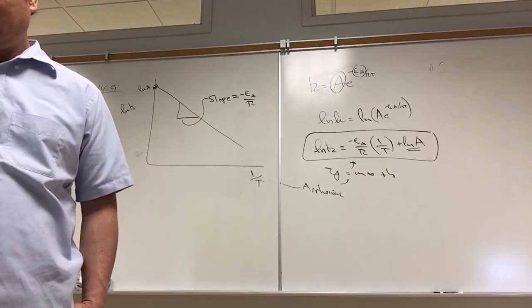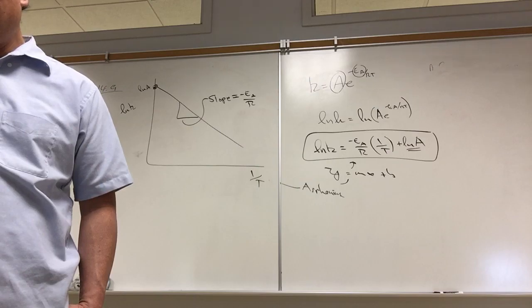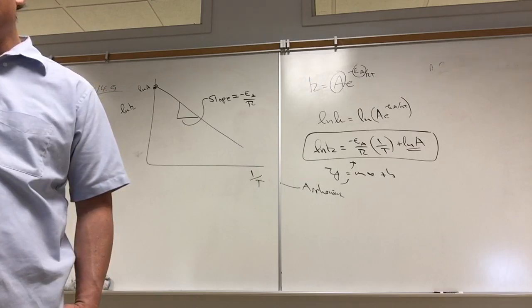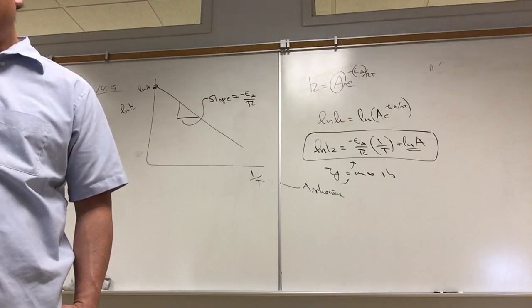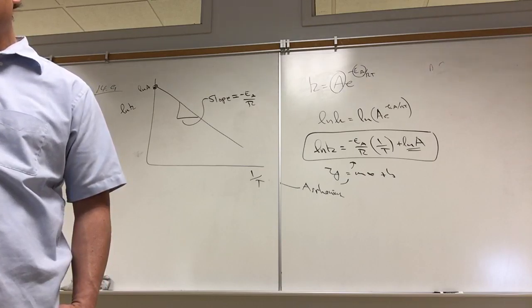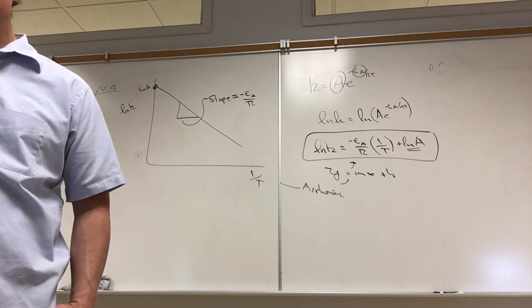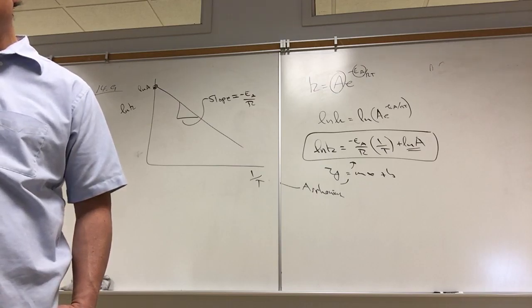All right, so what is this? Number 8 says use data from the above figure to determine the temperature at which T1/2 for the first order decomposition of N2O5 in CCl4 is 2.00 hours.